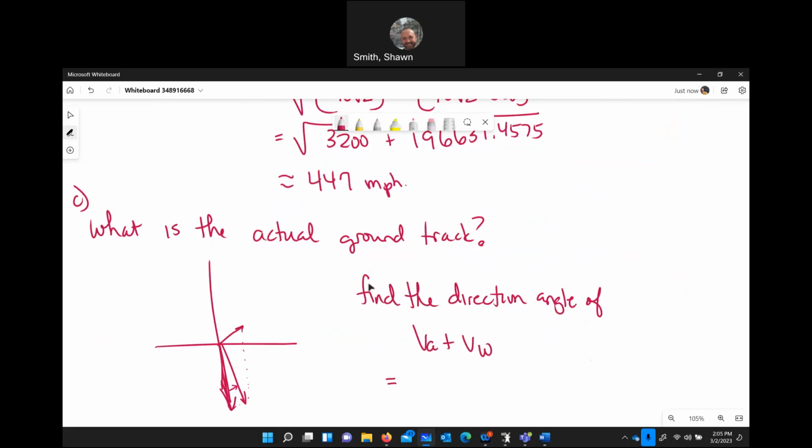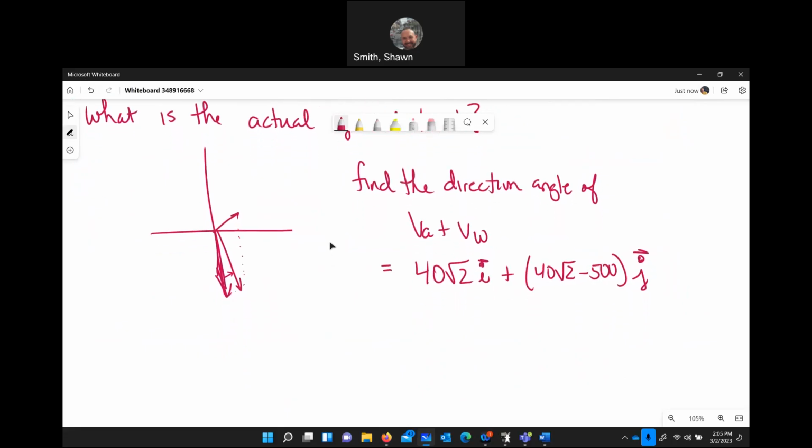All right, VA plus VW, its final AI plus BJ format was the negative 500. Actually, the 40 square root of 2 first, times vector I, plus the 40 square root of 2 minus 500 times vector J. Think polar coordinates, complex plane, those kinds of things too.